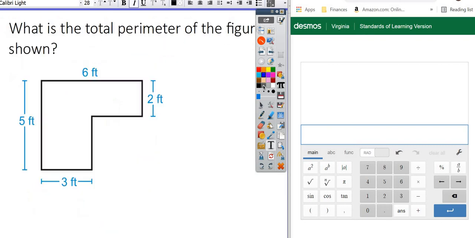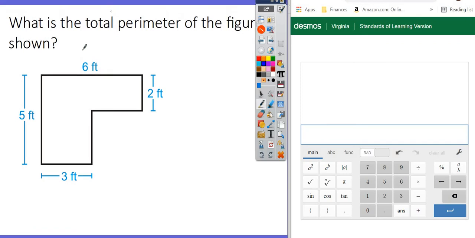This says, what is the total perimeter of the figure shown? Well, perimeter just means add all the sides. So let's make sure that we have them all. This is 5, 6, 2. We're missing this one, and this one here at the bottom is 3. So let's find these two missing sides.